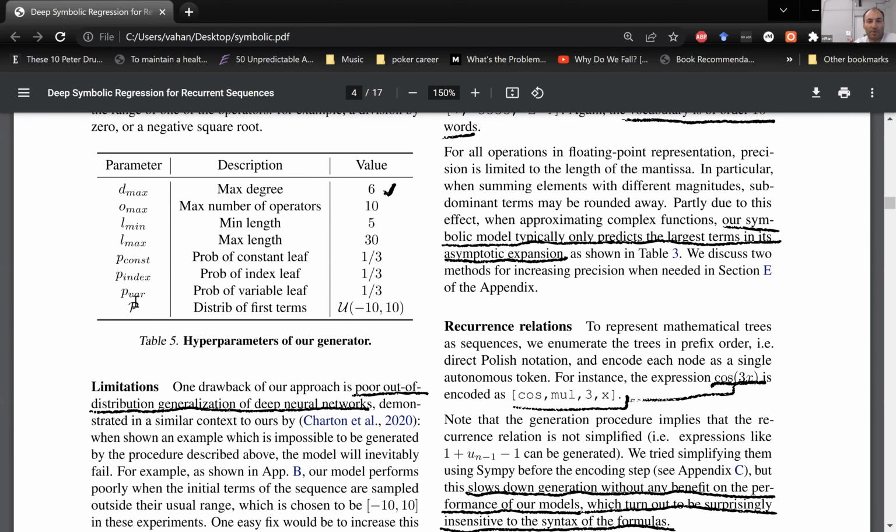And here are the hyperparameters they used for sampling. Maximum degree, only 6 actually. Operators 10. The length can be 30, but fairly small numbers. The probabilities for the constant, index or variable leaf are all equal here. And the range is between -10 and 10. But those are just for the first terms, right?